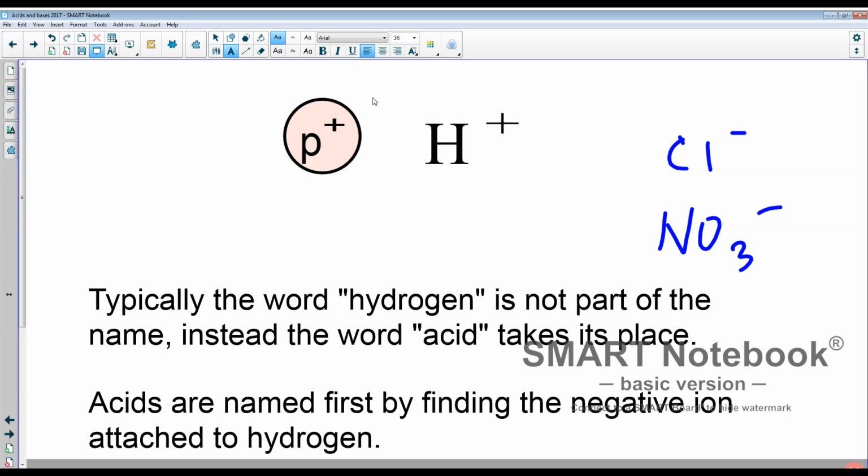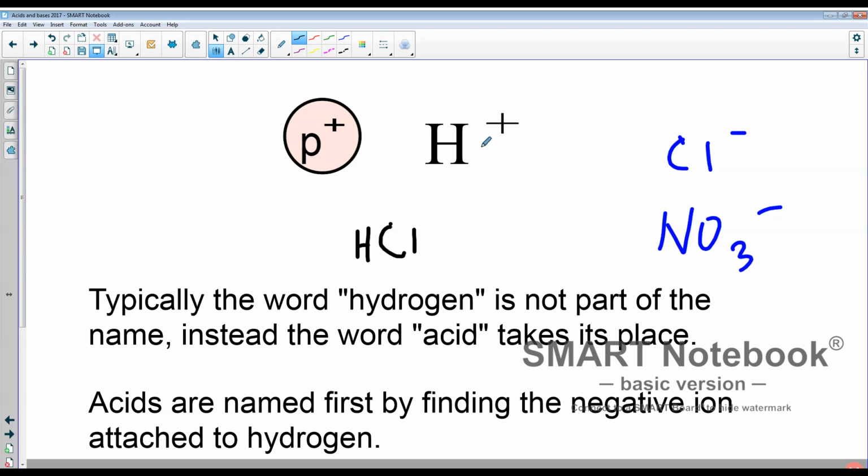Generally when we talk about acids, we don't have the word hydrogen. So if I had a chloride as a minus ion and I put it with H, so if I had a hydrogen ion with Cl, I would get HCl, right? That's hydrochloric acid. Okay, so it's acid because of the hydrogen ion.